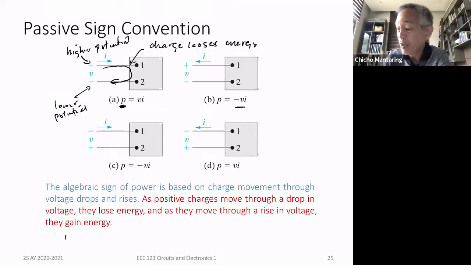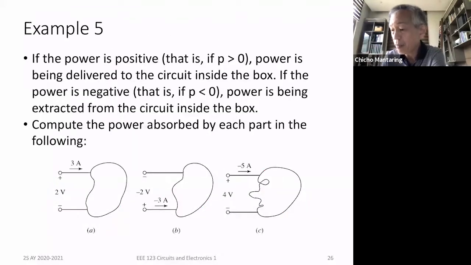Actually, these two cases are similar, and these two cases are similar. So that is the passive sign convention. So here, if the power is positive, that is P is greater than 0, power is being delivered to the circuit inside the box. If the power is negative, power is being extracted from the circuit inside the box. So compute the power absorbed by each part in the following.